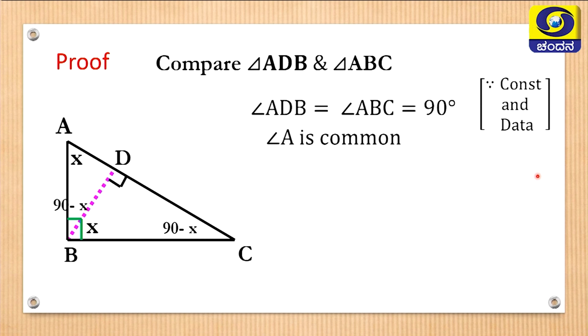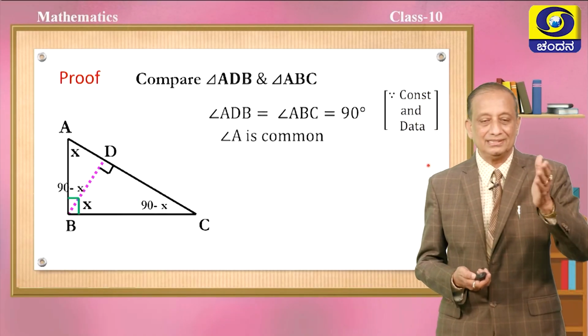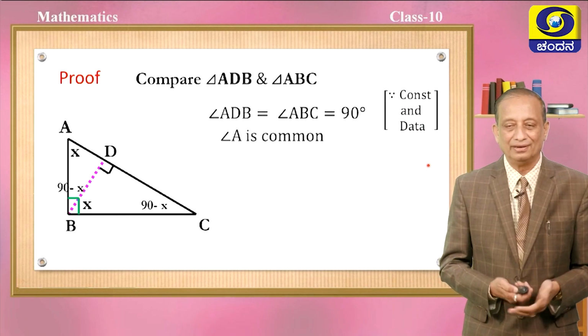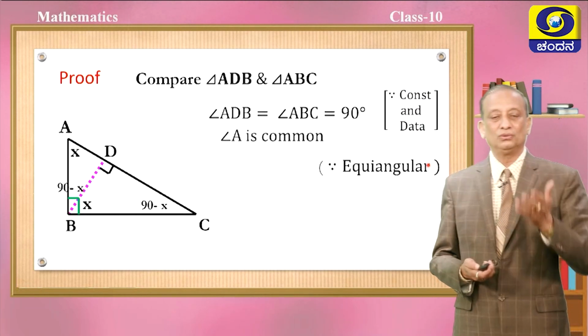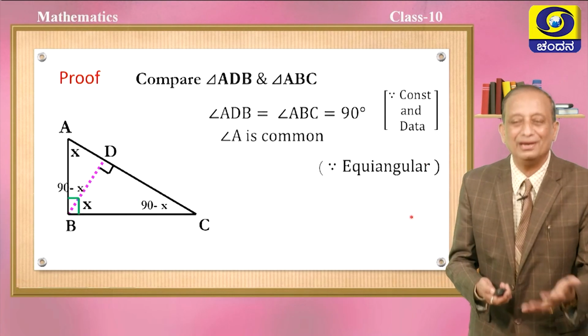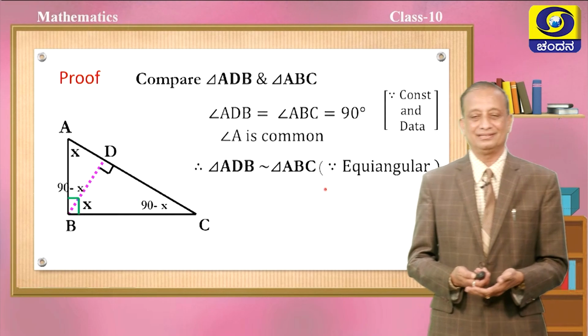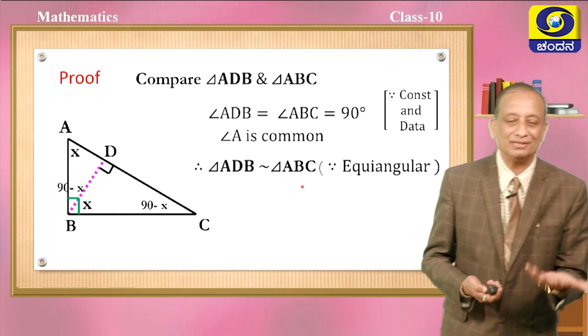Please observe the figure carefully. Angle BAD is there in right angle triangle ABD, whereas angle A is there in right angle triangle ABC also. Therefore, angle A is common. Come on, what is your conclusion now? Those two right angle triangles became equiangular. Okay, when they are equiangular, we can say that they are similar, which means that they have the same shape.